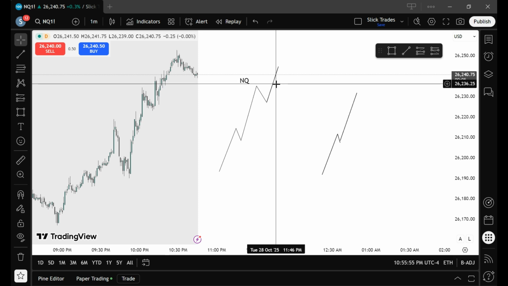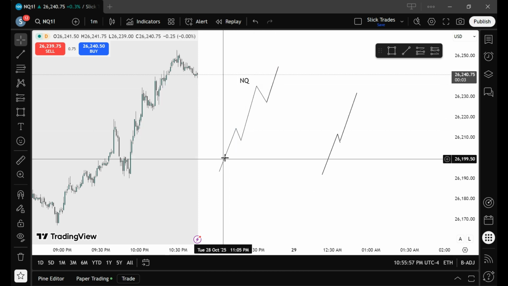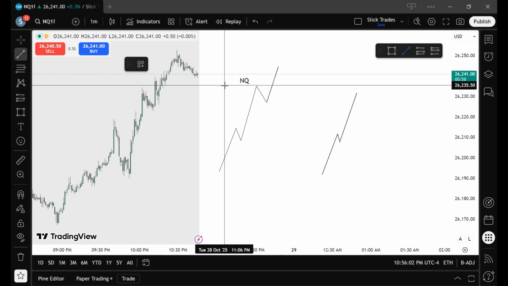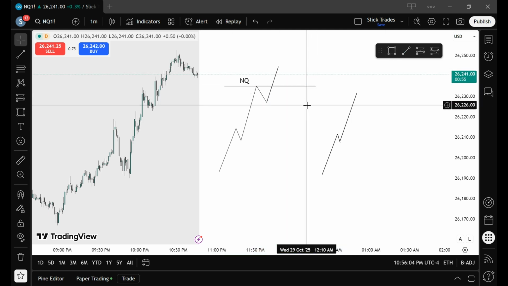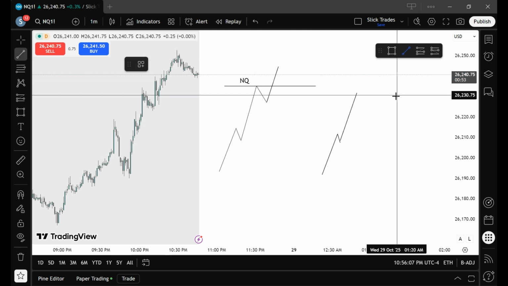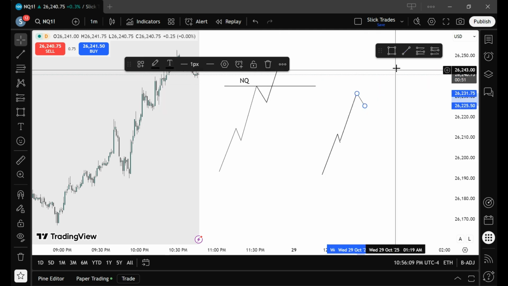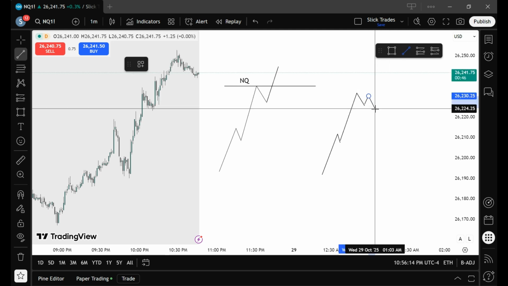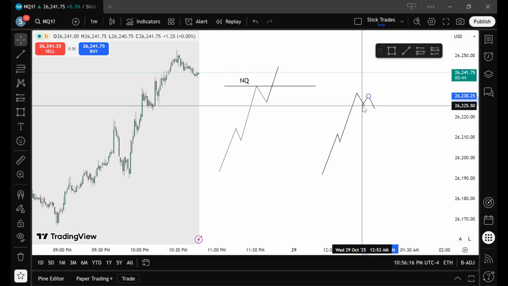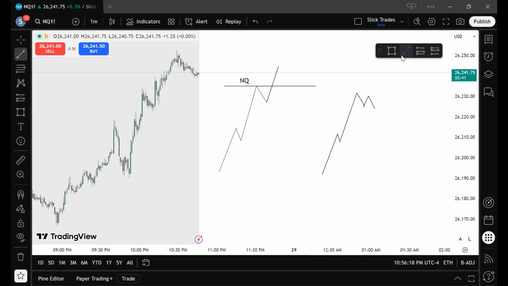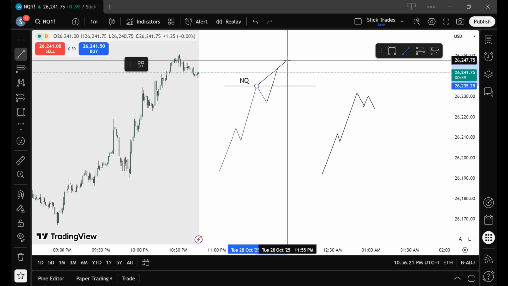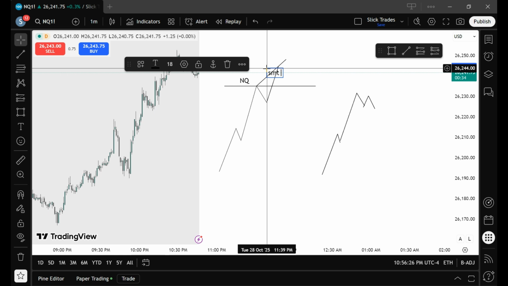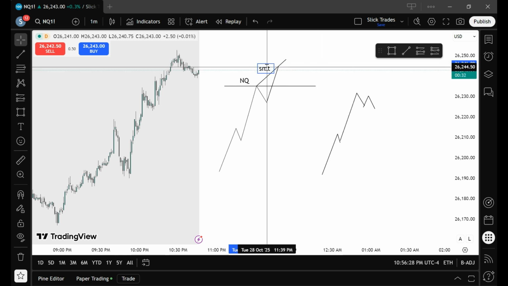So notice how it comes here, it goes up, comes here, and we take out that high, right? So that's a liquidity sweep. Okay, we take out that high with NQ. But let's say we come here with the ES and we don't. We go back down. We don't take out the high. Well, that would create something called an SMT. Which, guess what, guys? Also signifies a reversal.